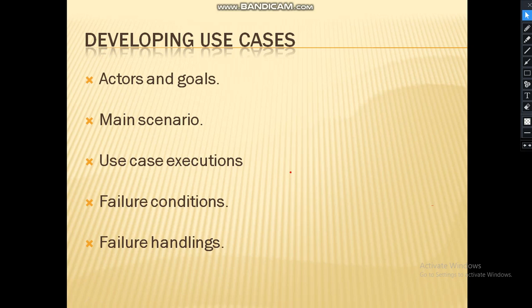Failure conditions. Once the success path is listed, all the possible failure conditions can be identified. So in the alternative case, we can identify the failure conditions. If the card is not valid, we can insert a valid card. Then failure handling: it specifies how to handle the failures with new actors and new use cases.